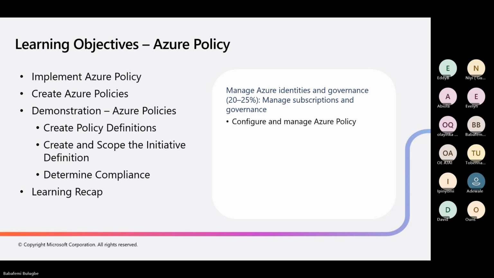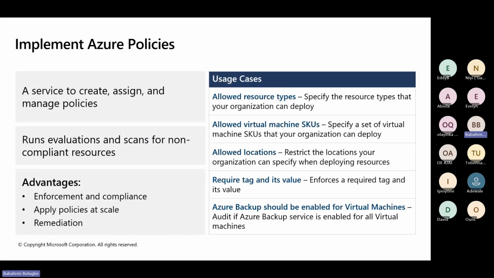So under this, we create the scope, which is where do you want to apply this policy? Is it on the subscription? Is it on the resource itself, or is it on a resource group? And that's the scope. Then we determine the compliance, and that's about this.